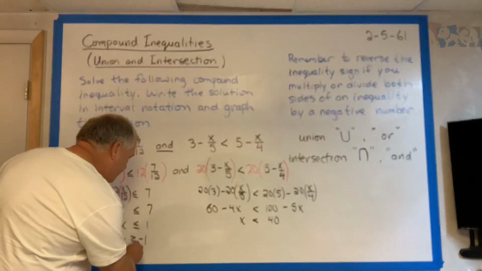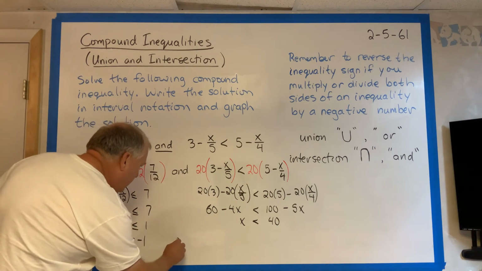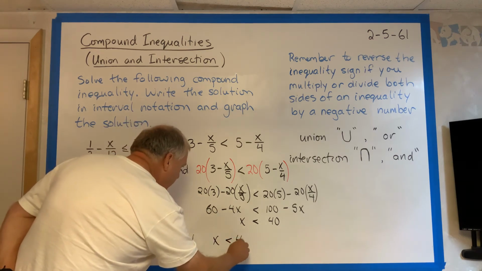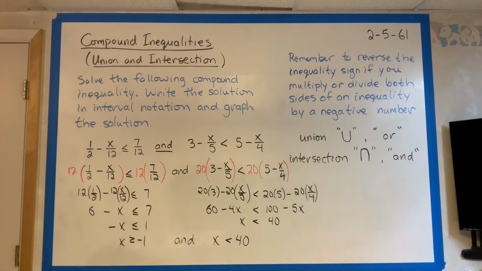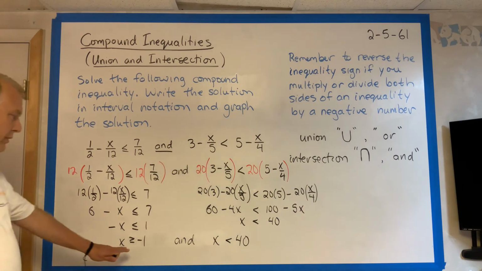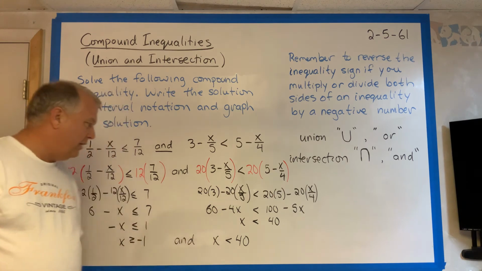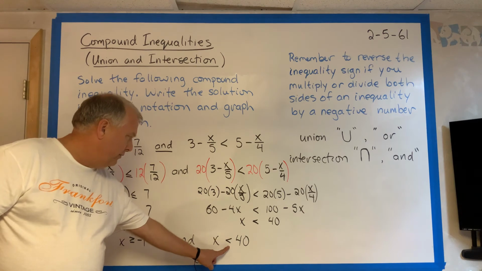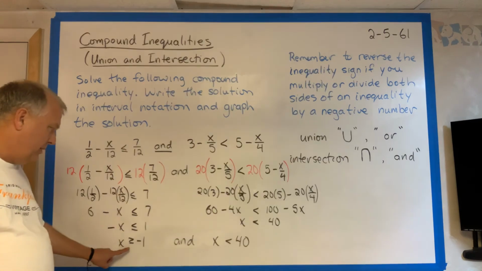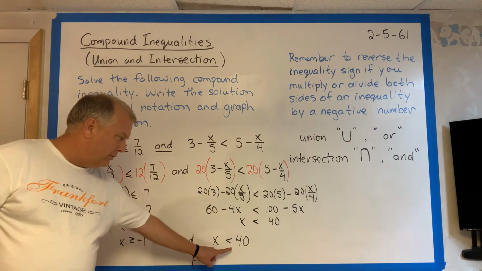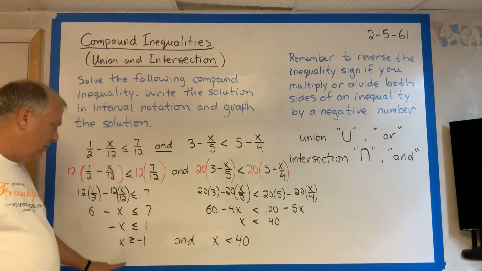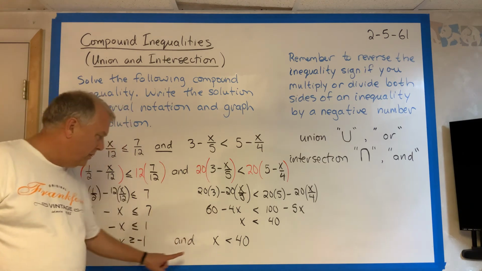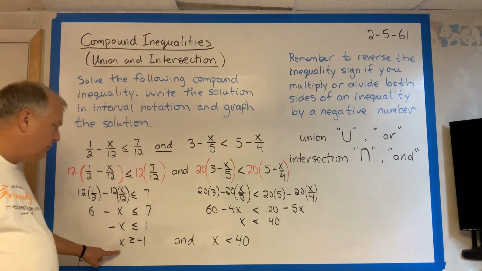So I have x is greater than or equal to minus 1, and x is less than 40. Both of these things have to be true for me to have an answer. If I have a number bigger than 40, it might make this sentence true, but it won't make this sentence true. If I have a number less than minus 1, it might make this sentence true, but it won't make this sentence true. I have to make both of these sentences true.